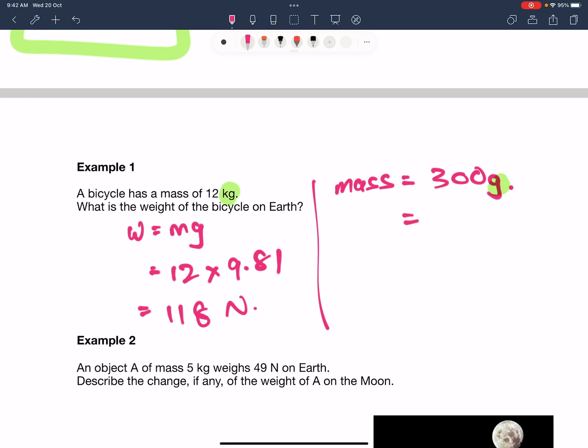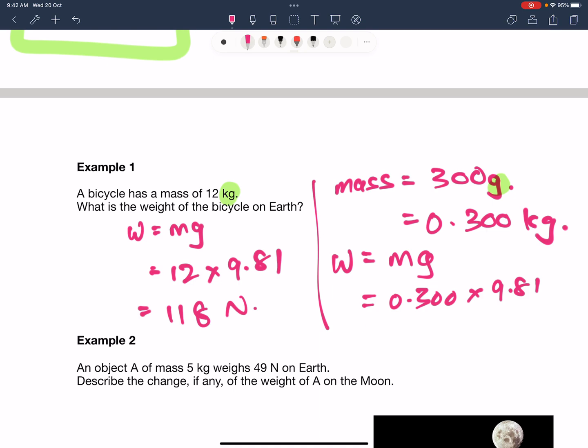So here, instead of writing 300 grams, I convert it to SI unit, and that will be 0.300 kilogram. I include the extra zero to make it 3 significant figures. Always be mindful of your significant figures. So once I have my mass in SI units, then I can calculate the weight using the same formula, mass times the gravitational field strength. That will give me 0.3 multiplied by 9.81, which is 2.94 Newton. Okay, so that's the answer.